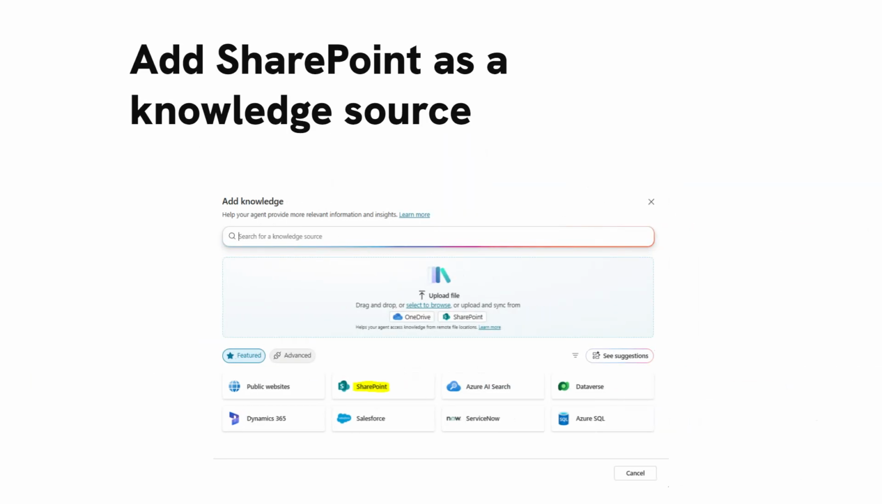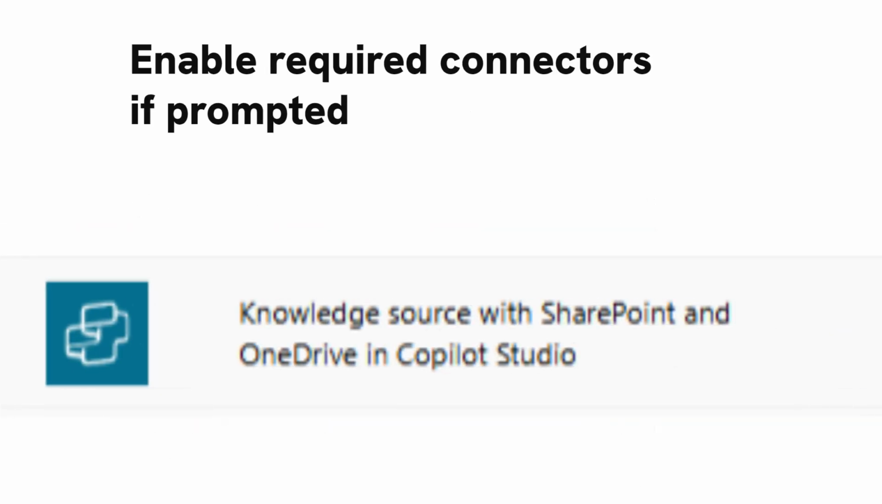Add your SharePoint document library as a knowledge source. Click Add Knowledge, select SharePoint, and enter your library URL. You can add multiple sites as needed. If a data loss prevention alert appears, coordinate with your Power Platform admin to enable the necessary connector.